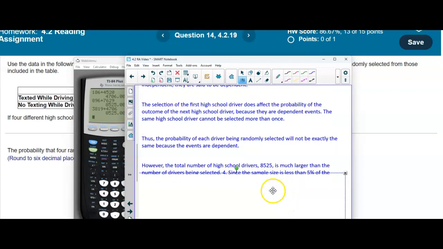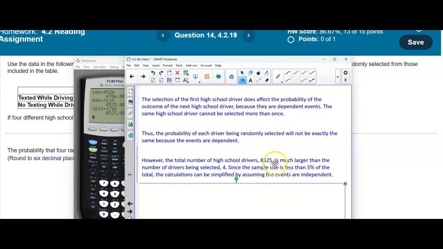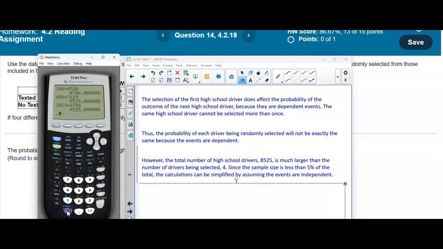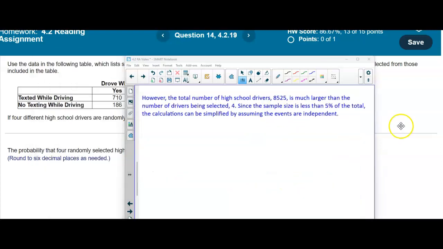However, the total number of high school drivers, 8,525, is much larger than the number of drivers being selected, which is 4, because the sample size is less than 5% of the total population. So the calculations can be simplified by assuming the events are independent. If we took 5%, 0.05 of the total of 8,525, we would see that number is a lot larger than the 4 that's being selected. And that's why we can assume that the events are independent.